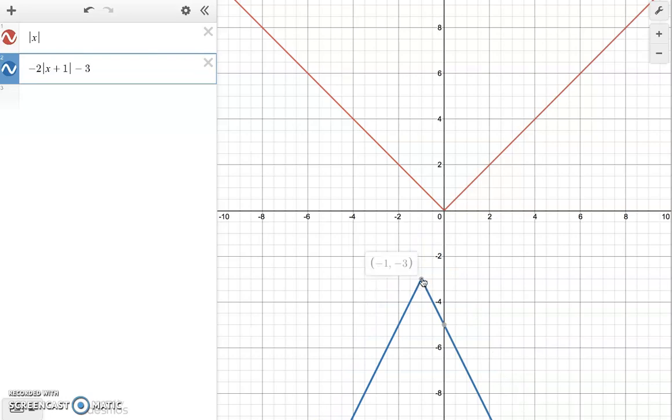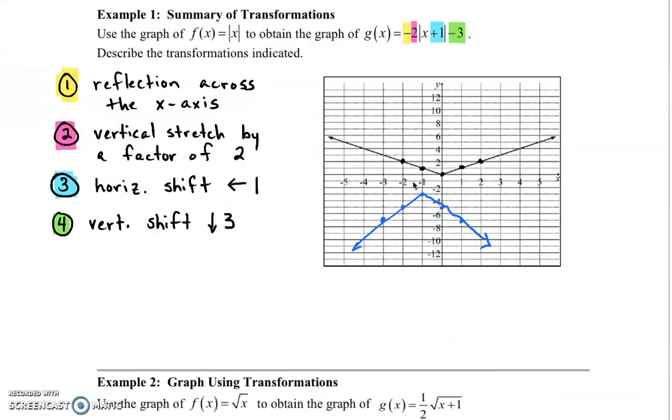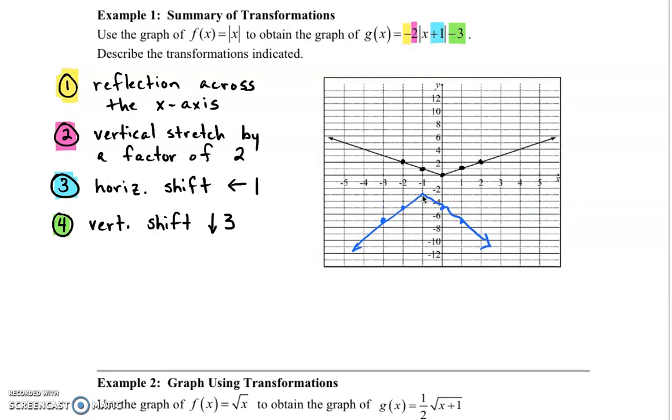Okay, so we have the point (-1, -3), and we have a y-intercept of (0, -5). Let's go see if we have that correct. So we have (-1, -3), and then we have (0, -5) for our intercept. So we're good.